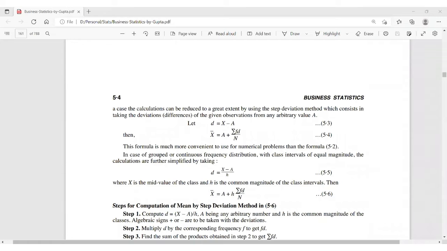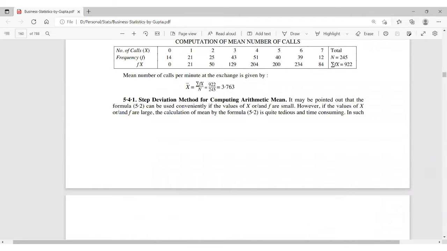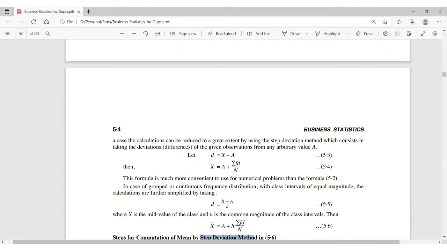Now, in this method, there are two types of step. They have written it as step division. There is one shortcut method. So the shortcut and step division methods are almost the same. The only difference is division by the class size. The first one they have written is what we call the shortcut method. So what is the shortcut or division method? Let d equal x minus a. D is equal to x minus a, where a is an assumed value.